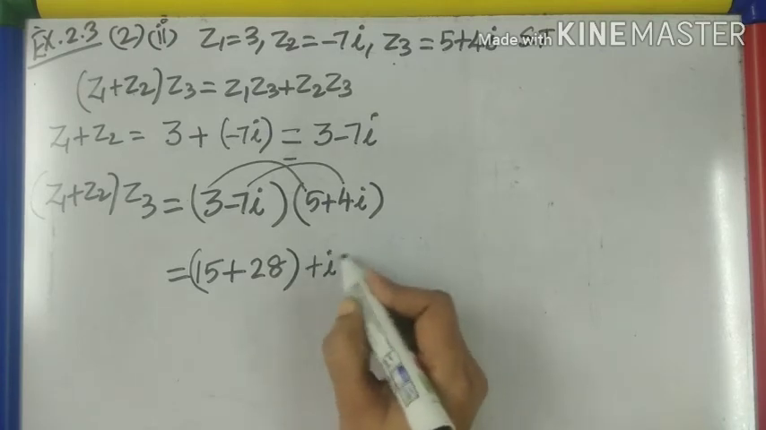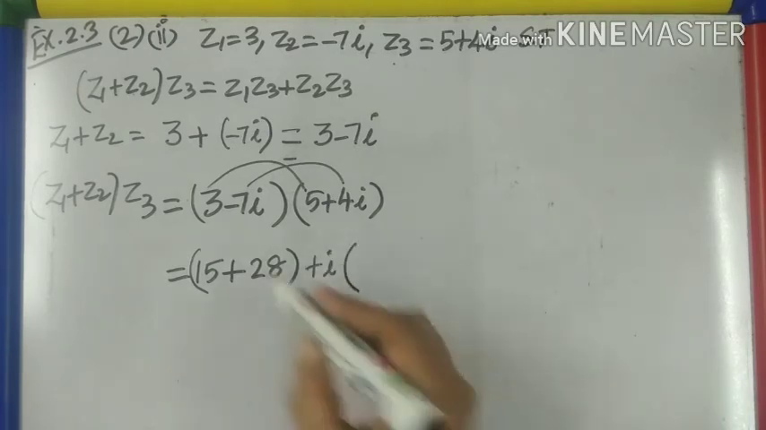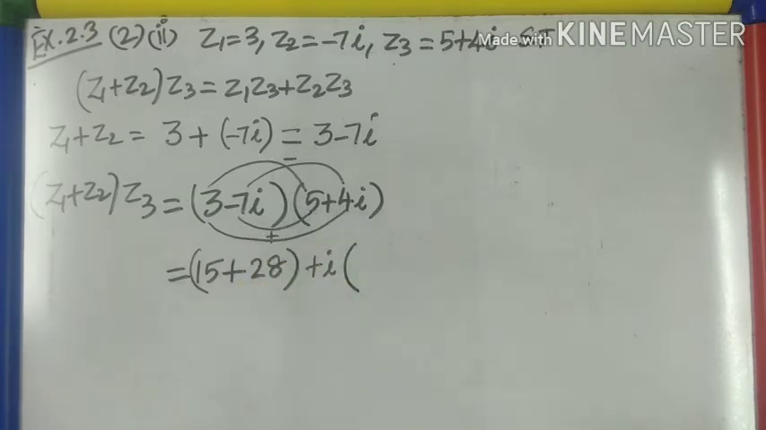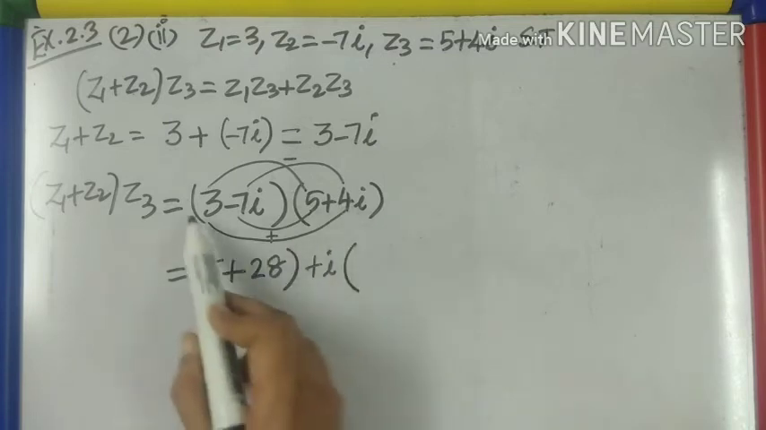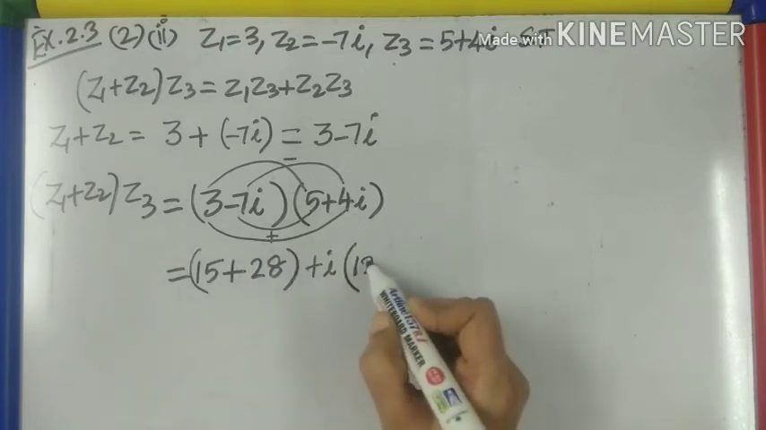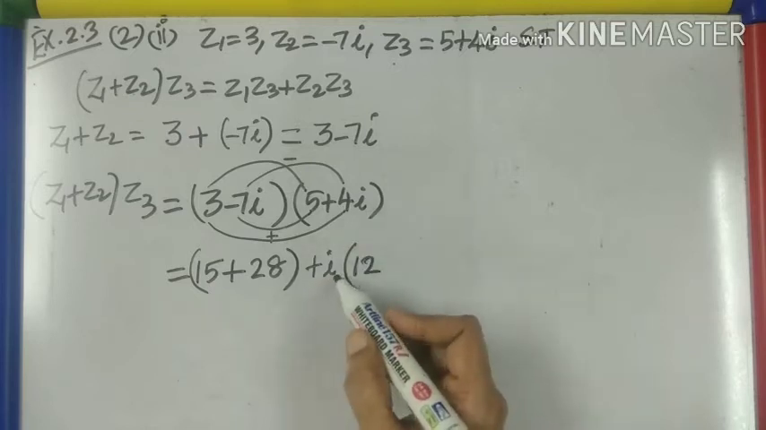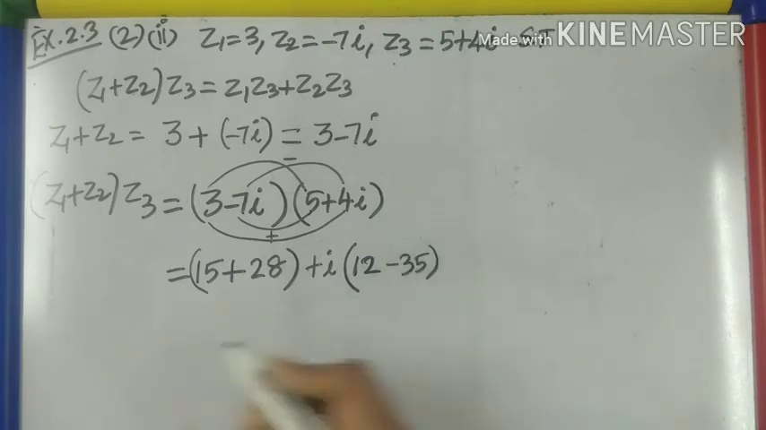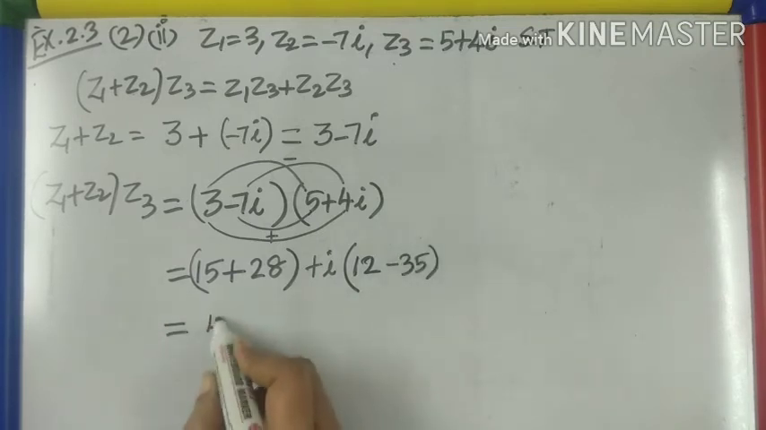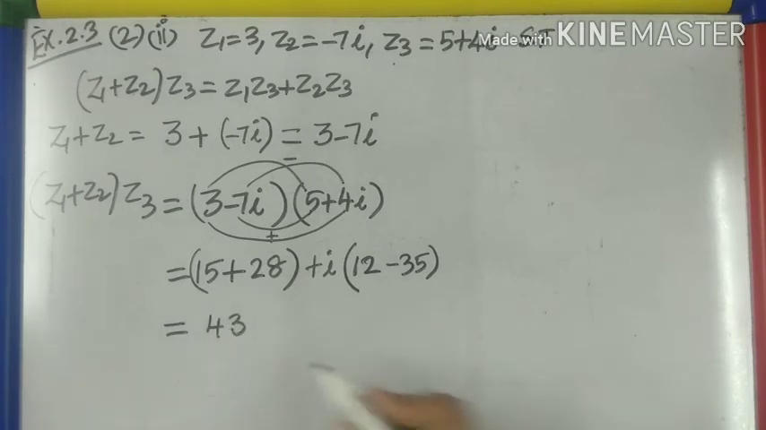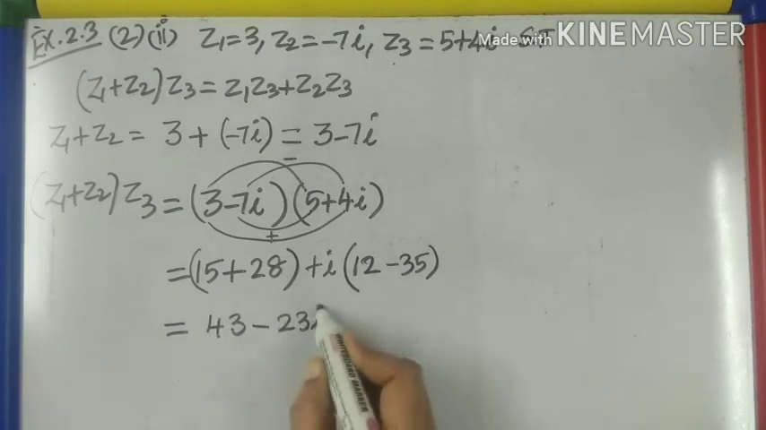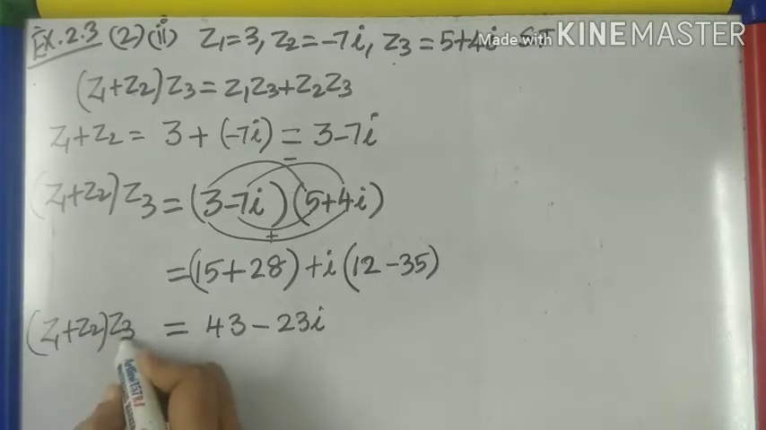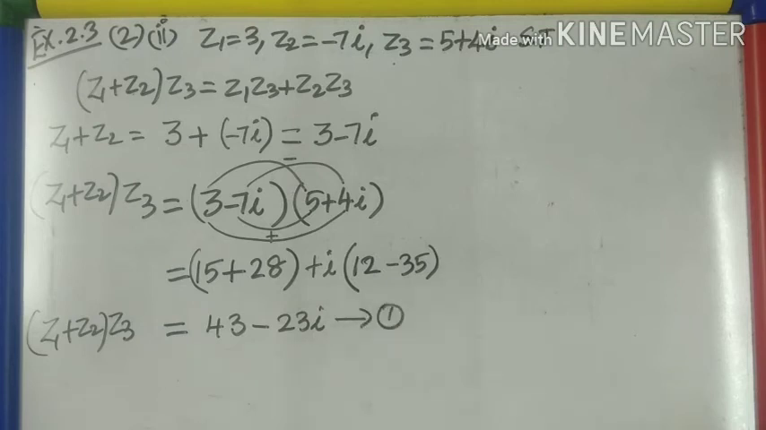Then plus i into the imaginary part. Real and imaginary, imaginary and real, plus symbol. Real and imaginary, 3 4s are 12. Don't put 12i, the i is already here. Then minus 7 into 5, minus 35. Simplifying this answer, it is 43 minus 23i. So this is LHS, (Z1 + Z2) × Z3. Call this as number 1.